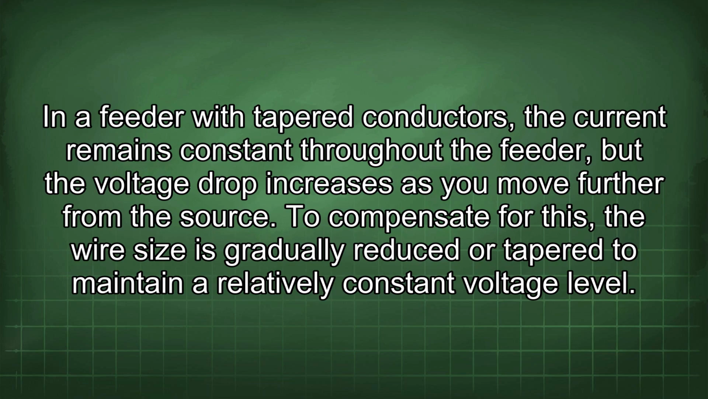In a feeder with tapered conductors, the current remains constant throughout the feeder, but the voltage drop increases as you move further from the source. To compensate for this, the wire size is gradually reduced or tapered to maintain a relatively constant voltage level.